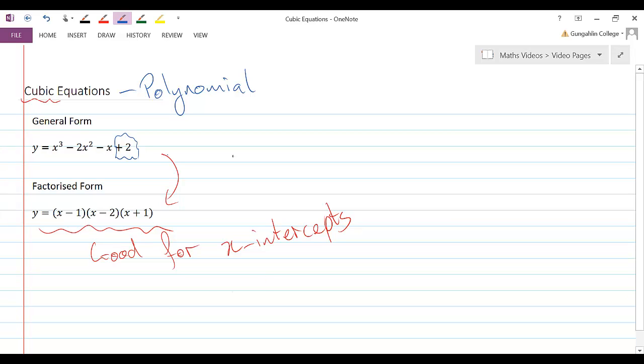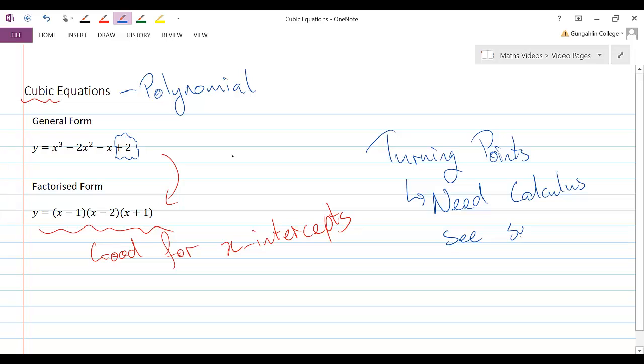We're not going to worry about things like turning points. To find turning points of cubics is much, much more difficult. We'll cover that when we do calculus. So you need calculus for that. We'll come back to this in semester 2. So once we've got those differential calculus skills, we can come back and we'll be able to actually find the turning points of these things relatively easily. But for the moment, we're just going to worry about the x-intercepts and the y-intercepts.